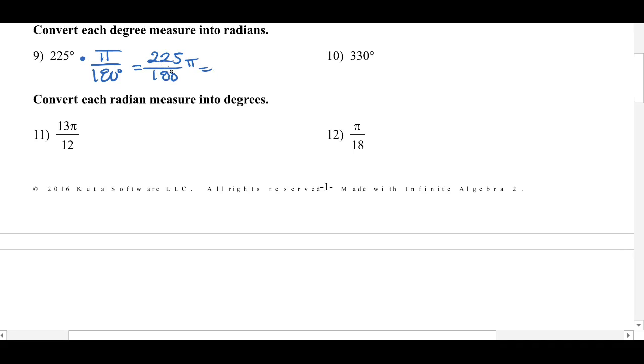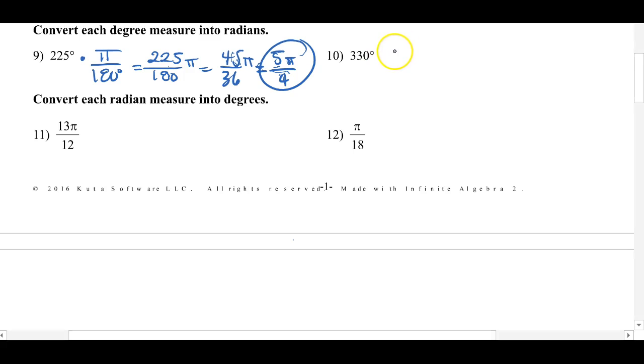The first number that comes to mind that I can divide into both would be 5. So 225 divided by 5, that'd be 45, and I still have pi on top. And then 180 divided by 5 is 36. And then I know 9 can go into both 45 and 36. If I divide 9 into 45, it would go 5 times, again we still have that pi on top, and then 9 goes into 36 4 times. So it would be 5 over 4 pi.